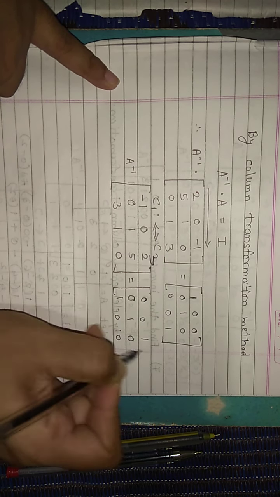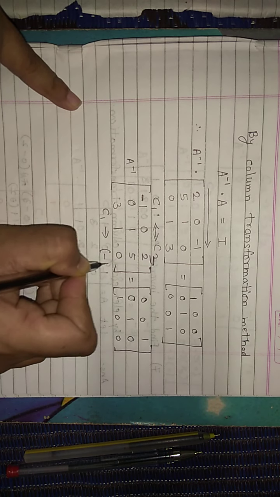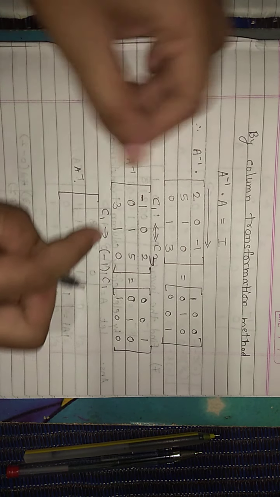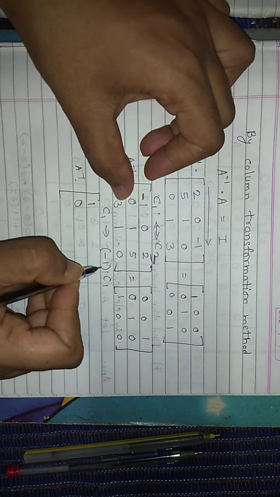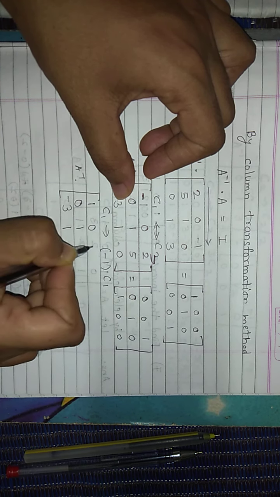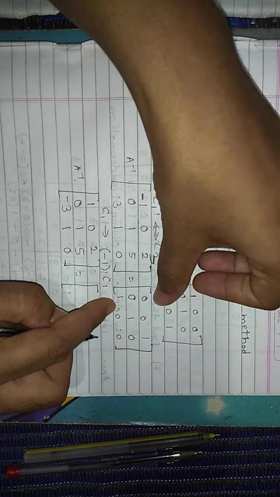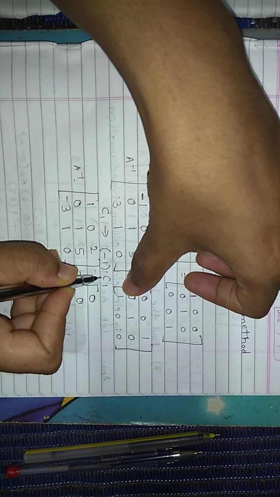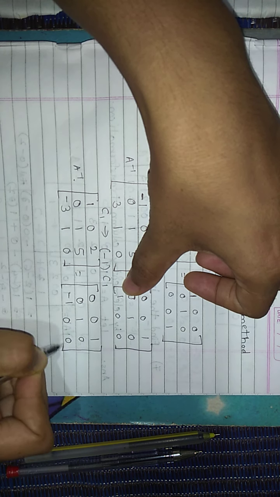Next step, minus 1 we have to convert into plus 1. So we multiply minus 1 to the C1 column. So A inverse in a bracket: minus 1 into minus 1, plus 1, 0 into minus 1, 0, 3 into minus 1, minus 3. The remaining elements we write as it is. Now again here 0 into minus 1, 0, 0 into minus 1, 0, 1 into minus 1, minus 1. The remaining elements as it is.